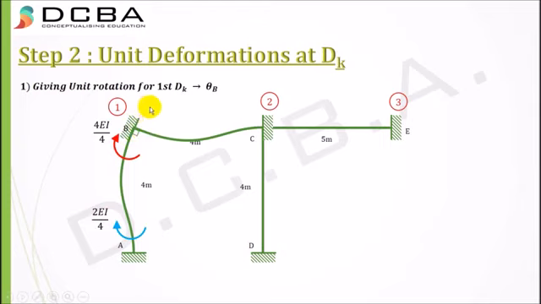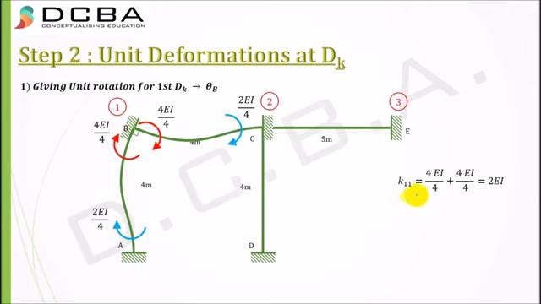Again, the value of the forced moment for member BC at this joint would be 4EI by L, since the length is again 4, and the opposite end reaction would be 2EI by L. One very easy way to remember the direction is that whichever direction you had applied the unit moment, like I had applied it this way, the reactions and the forced moments would also be in that direction only. Since I had applied it clockwise, the reactions formed at the opposite end and the forces are both clockwise in nature.